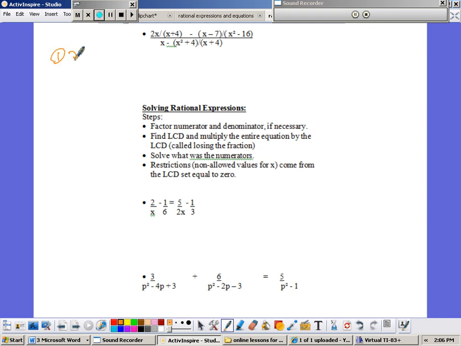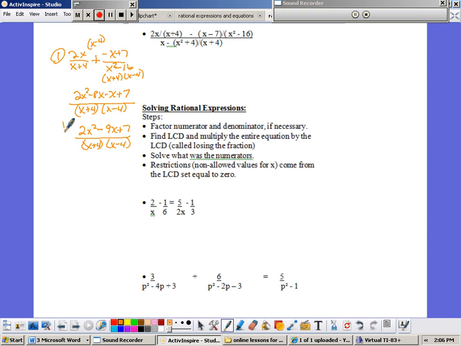Step 1, 2x over x plus 4 minus x minus 7 over x squared minus 16. First thing I'm going to do is change it to addition and change the sign. This is x plus 4, x minus 4. Common denominator, x plus 4. They have a common, x minus 4 they don't. So this is picking up an x minus 4 because it didn't have it previously. So I have 2x squared minus 8x minus x plus 7. 2x squared minus 9x plus 7 over x plus 4, x minus 4. That was all step 1.